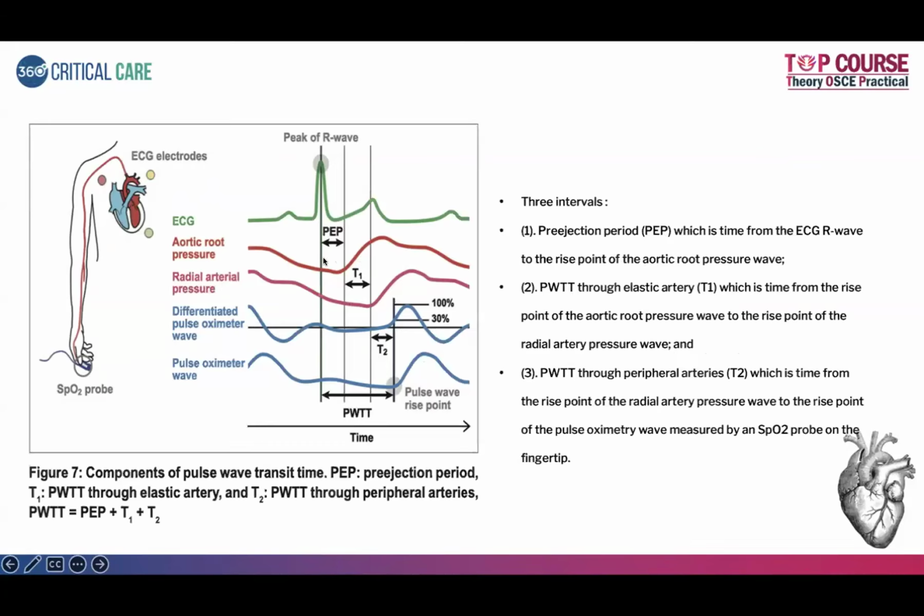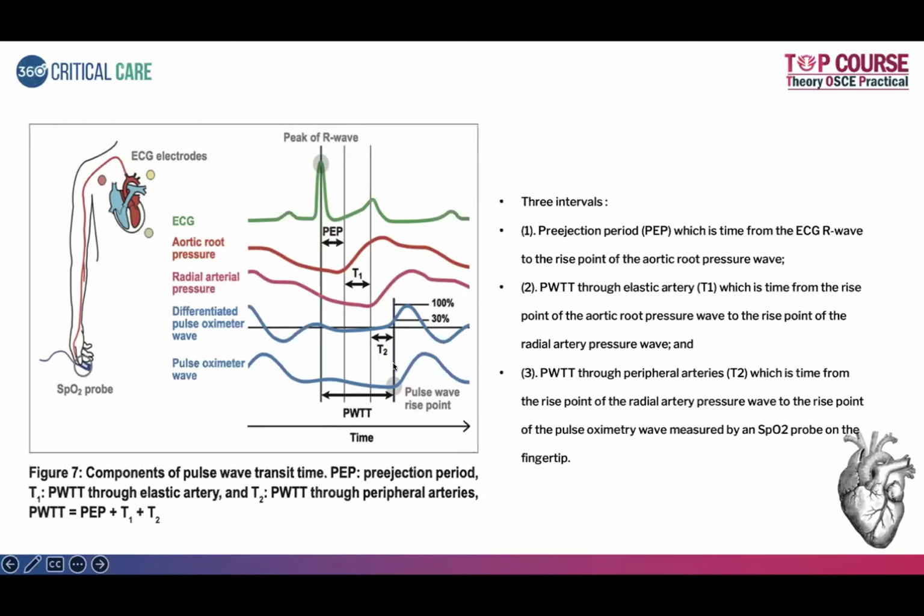One, there is a pre-ejection phase, that is from the R wave to the rise of the aortic root pressure wave. And the second point is the T1 phase, that is through the elastic artery, which is the time from the rise point of the aortic root pressure to the rise point of the radial pressure wave. And there is the third component, that is T2 at the peripheral arteries, which is the time from the rise of the radial artery pressure wave to the rise of the pulse oximetry pressure wave.